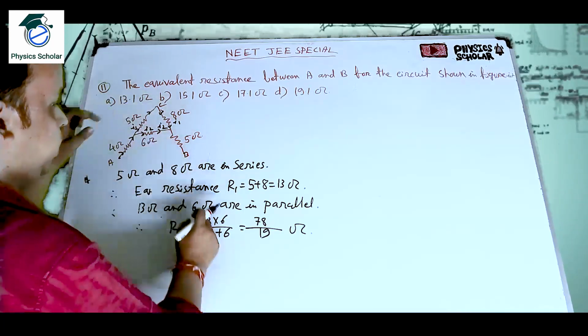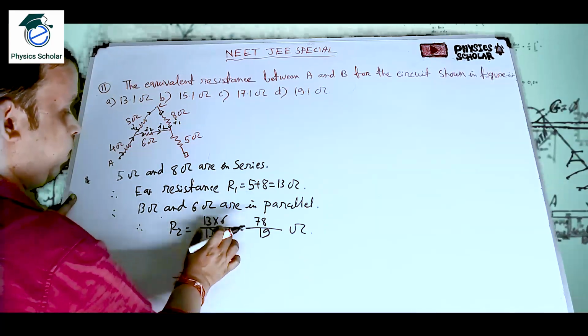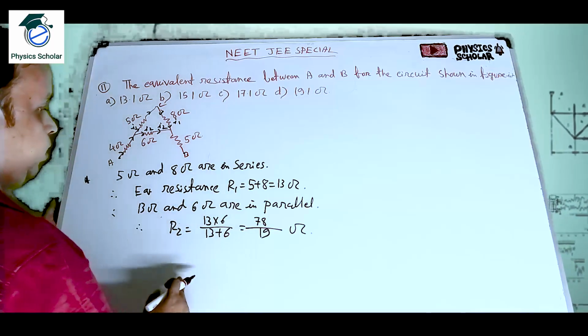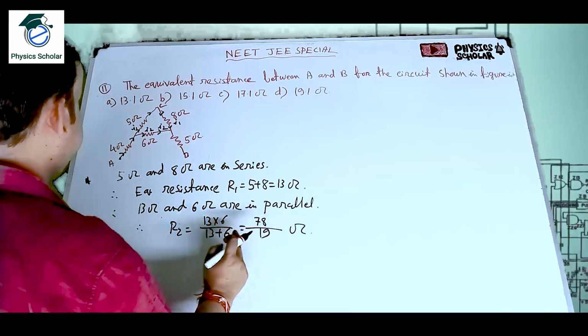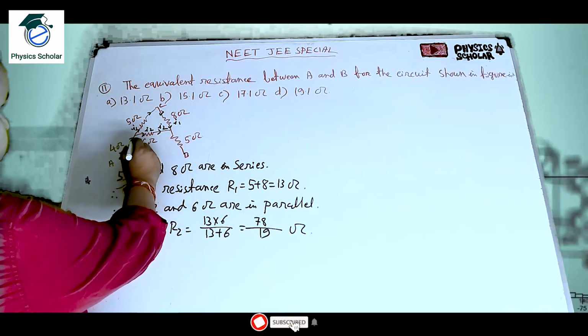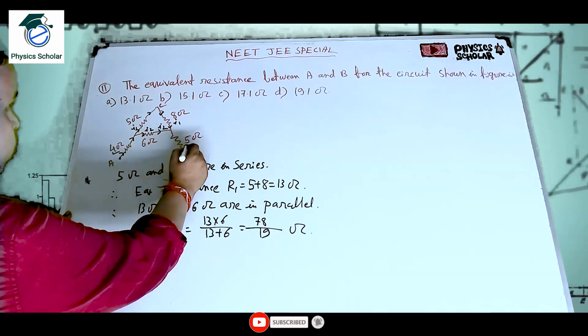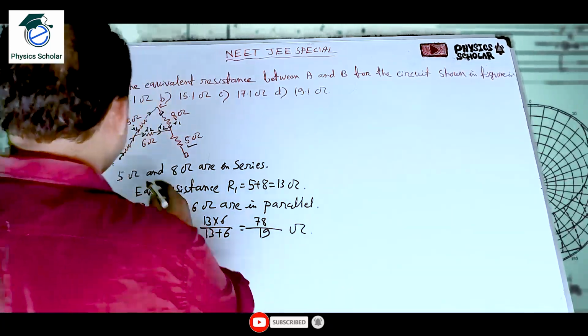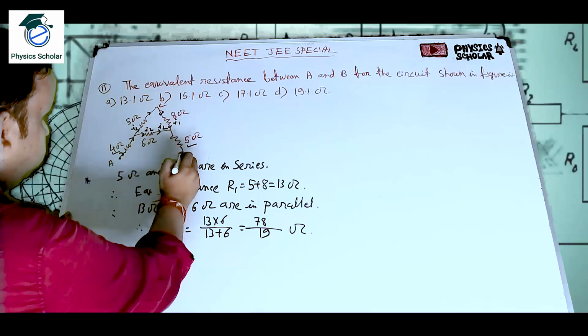If two resistances are in parallel, that means product divided by summation of the two resistances. That is for the parallel circuit. Now see, the same current will flow through this. That means 4 and 5 are in series. Clear? Then all are in series. The same current will flow, no branching.